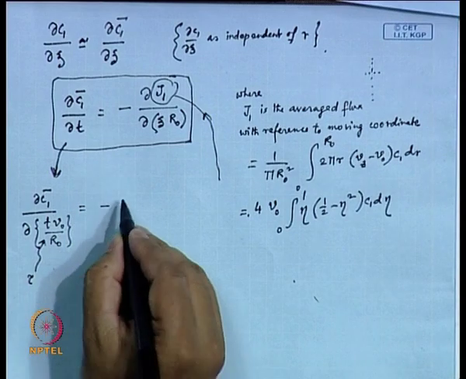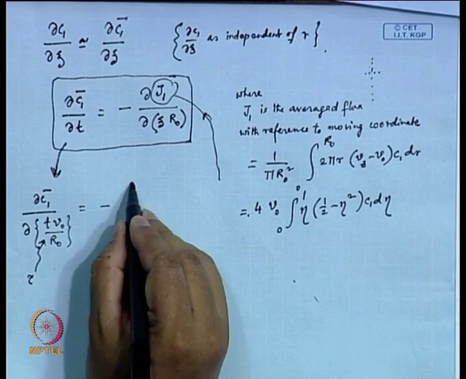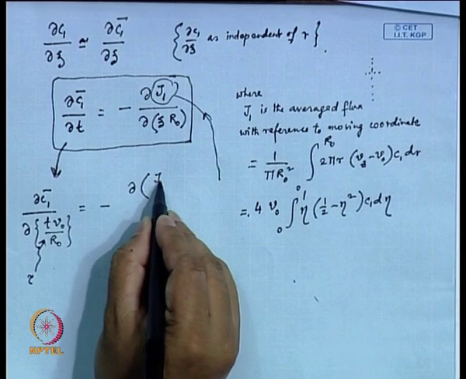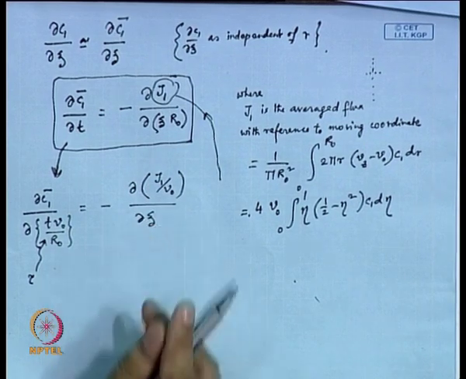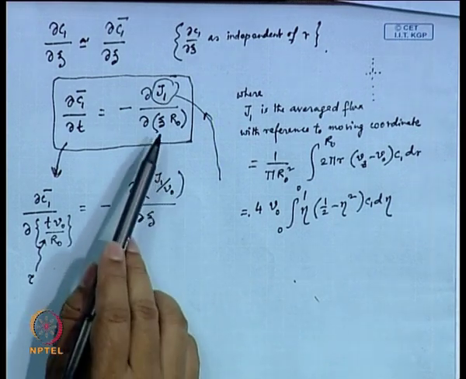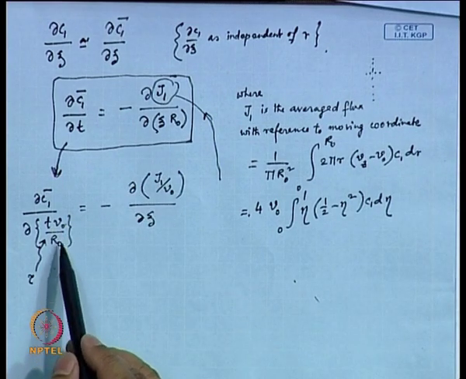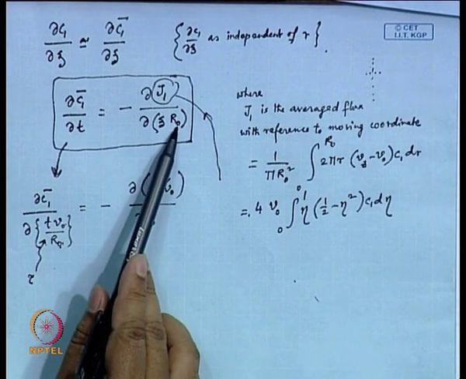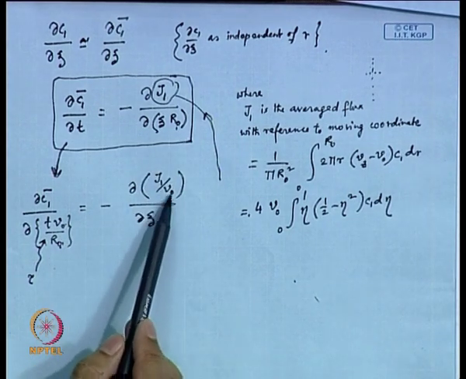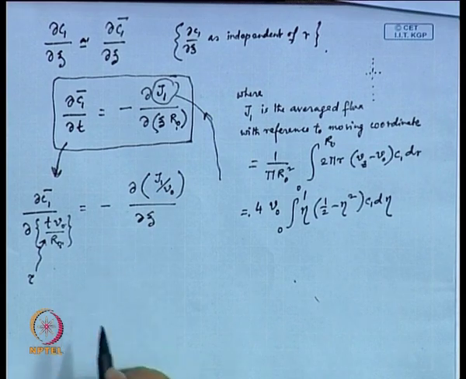This is equal to minus del J1 by V0 del zeta. It is nothing, I mean, you have divided. See, here you have included a V0 and R0. This R0 was coming from here and this V0 has been added here. So, this is how you are doing it.